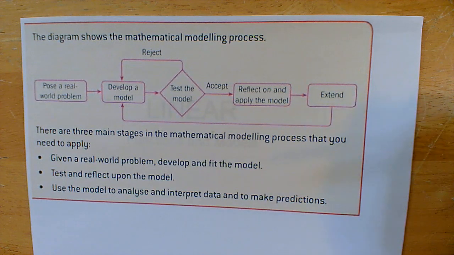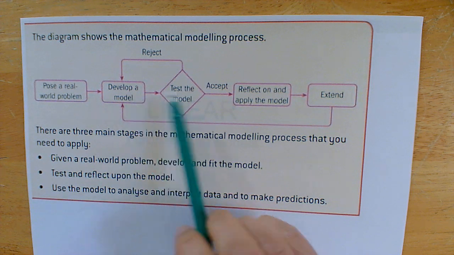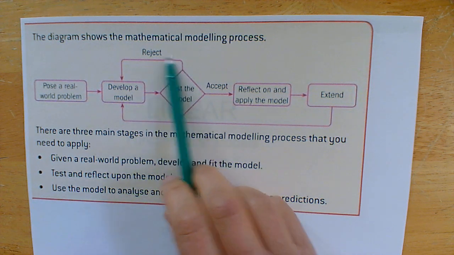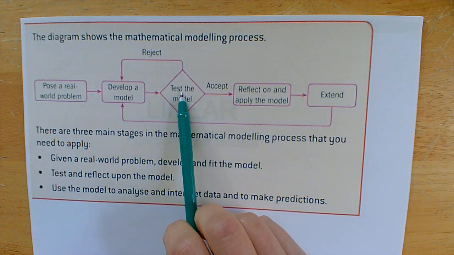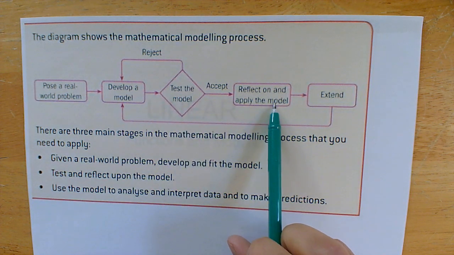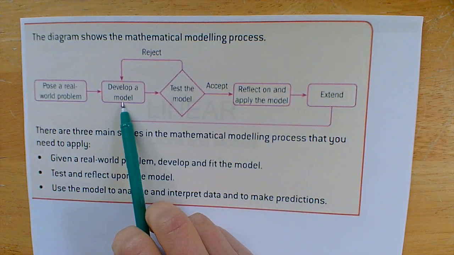In this nice little flow chart here, a real-world problem is posed, we develop a model and test it. If we reject it, we have to go all the way back to developing a new one. Testing it, if we accept the model, then we're going to reflect on and apply the model and then extend it. And that might even lead us back to developing a new model.